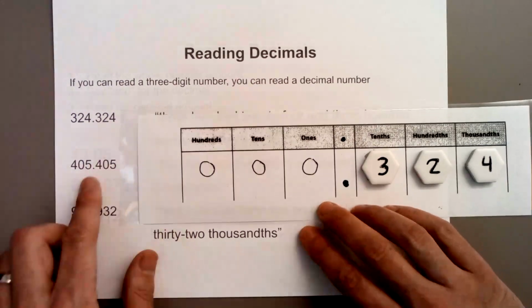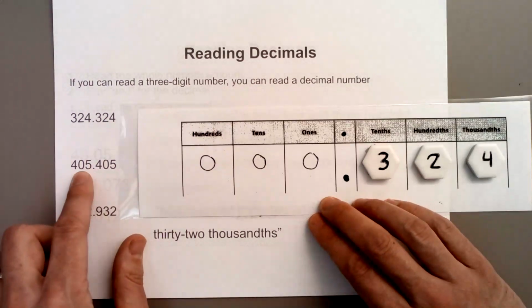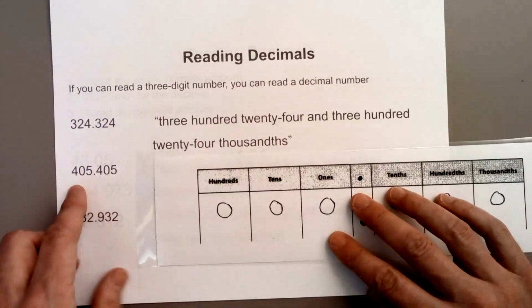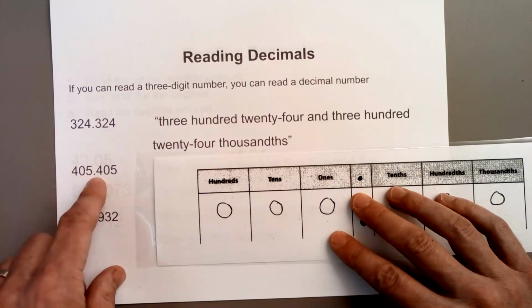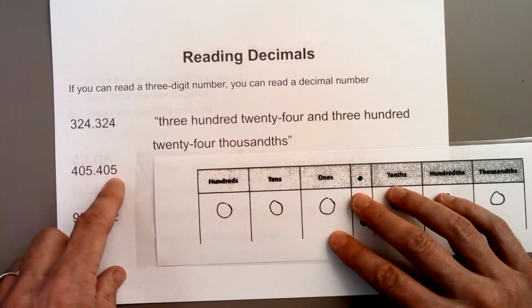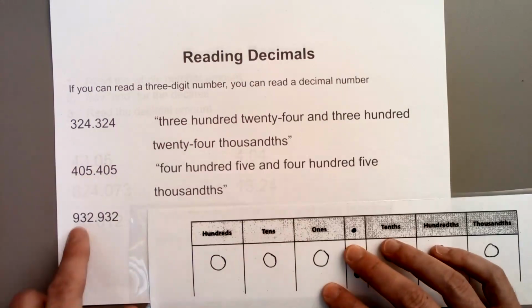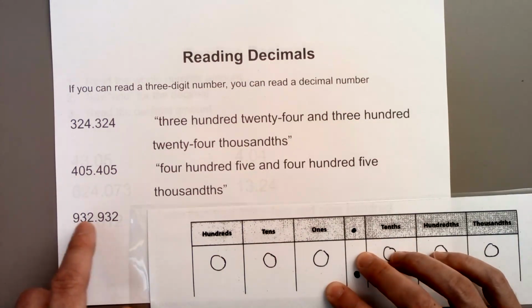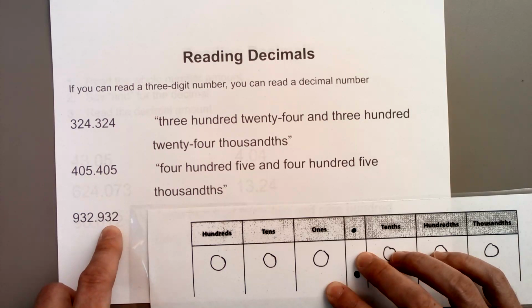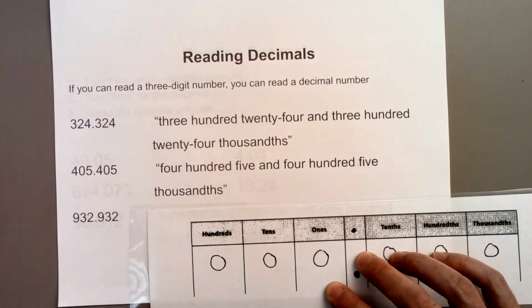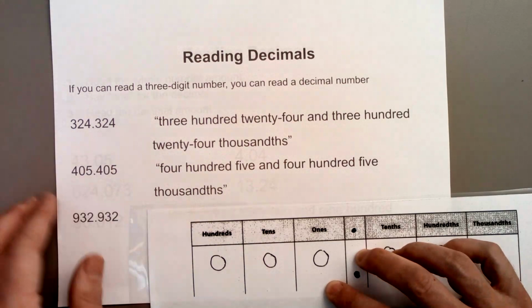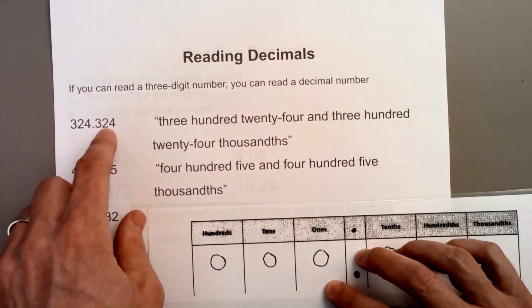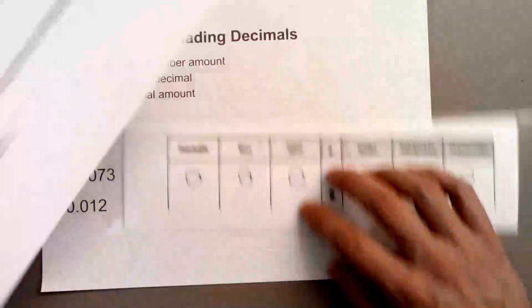All right, let's try this one here. This whole amount is 405. So this number is 405 and 405 thousandths. And here this is 932. So 932 and 932 thousandths. Okay, so the last thing we're going to do is read some more numbers where we might not go into the thousandths place. Sometimes we'll go into the tenths, sometimes we'll go to the hundredths. So this is our last stage over here.